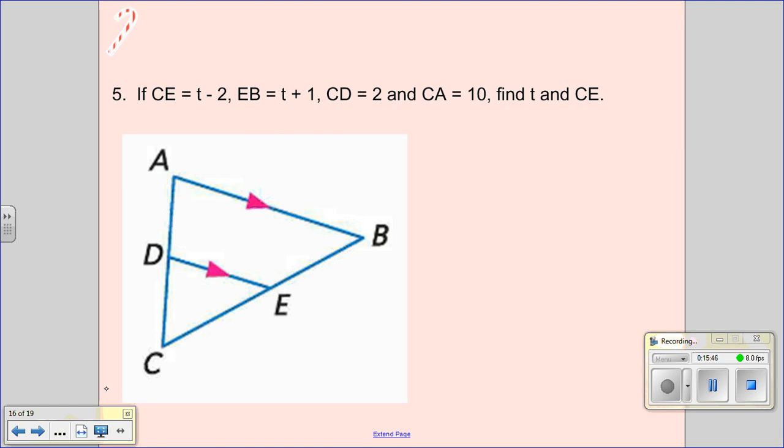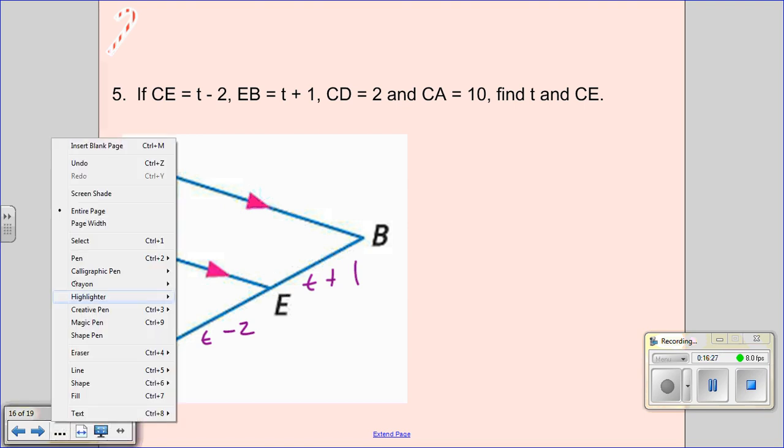On number 5, I'll label the information and we'll see if we got to separate this triangle or leave it intact. It depends. It tells us CE is t minus 2. EB is t plus 1. CD is 2. And the distance from C to A is 10. So this total distance is 10. So you have 2 options. Can you find that missing part, DA? Of course you can. Take 10 minus 2, and you'll get 8.